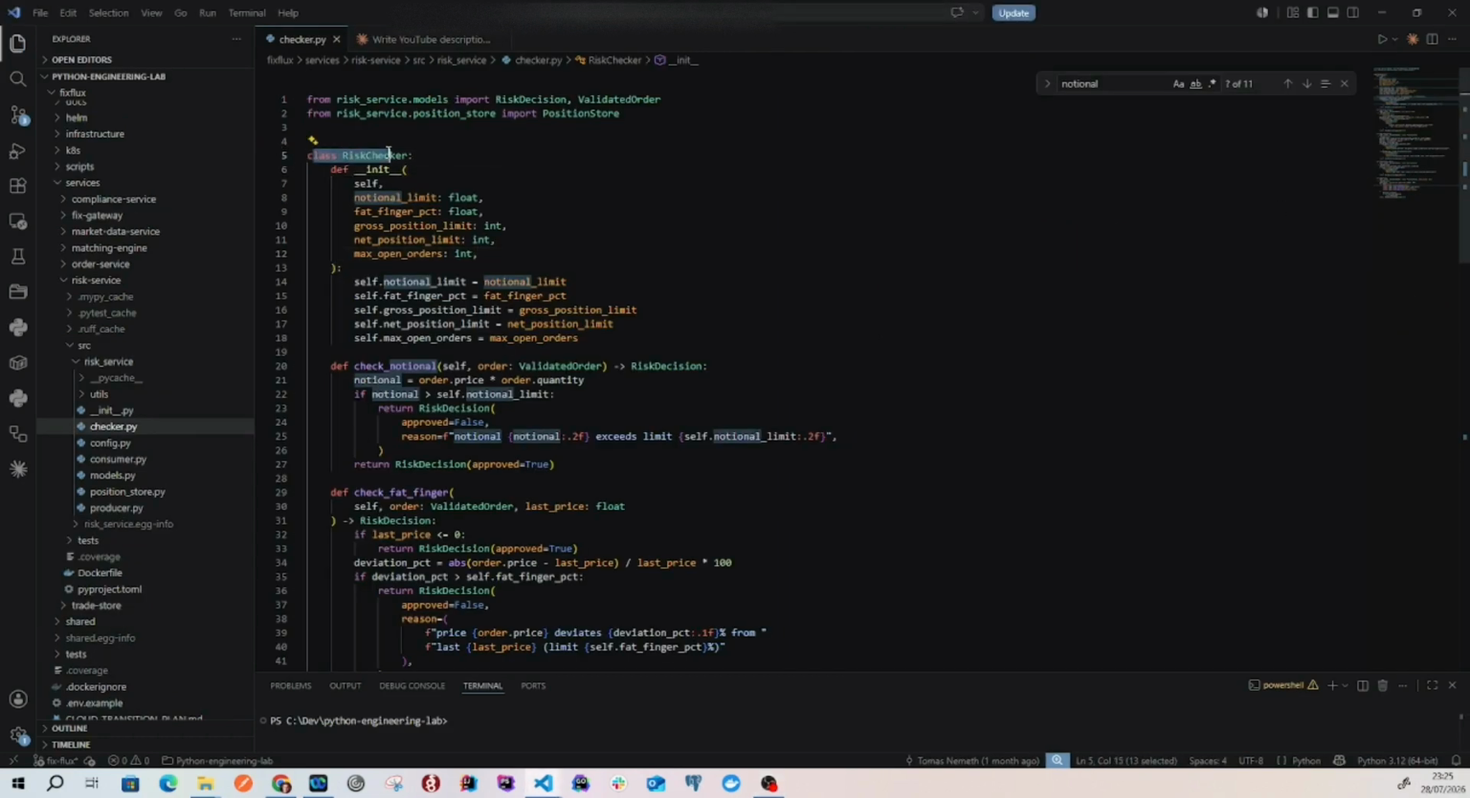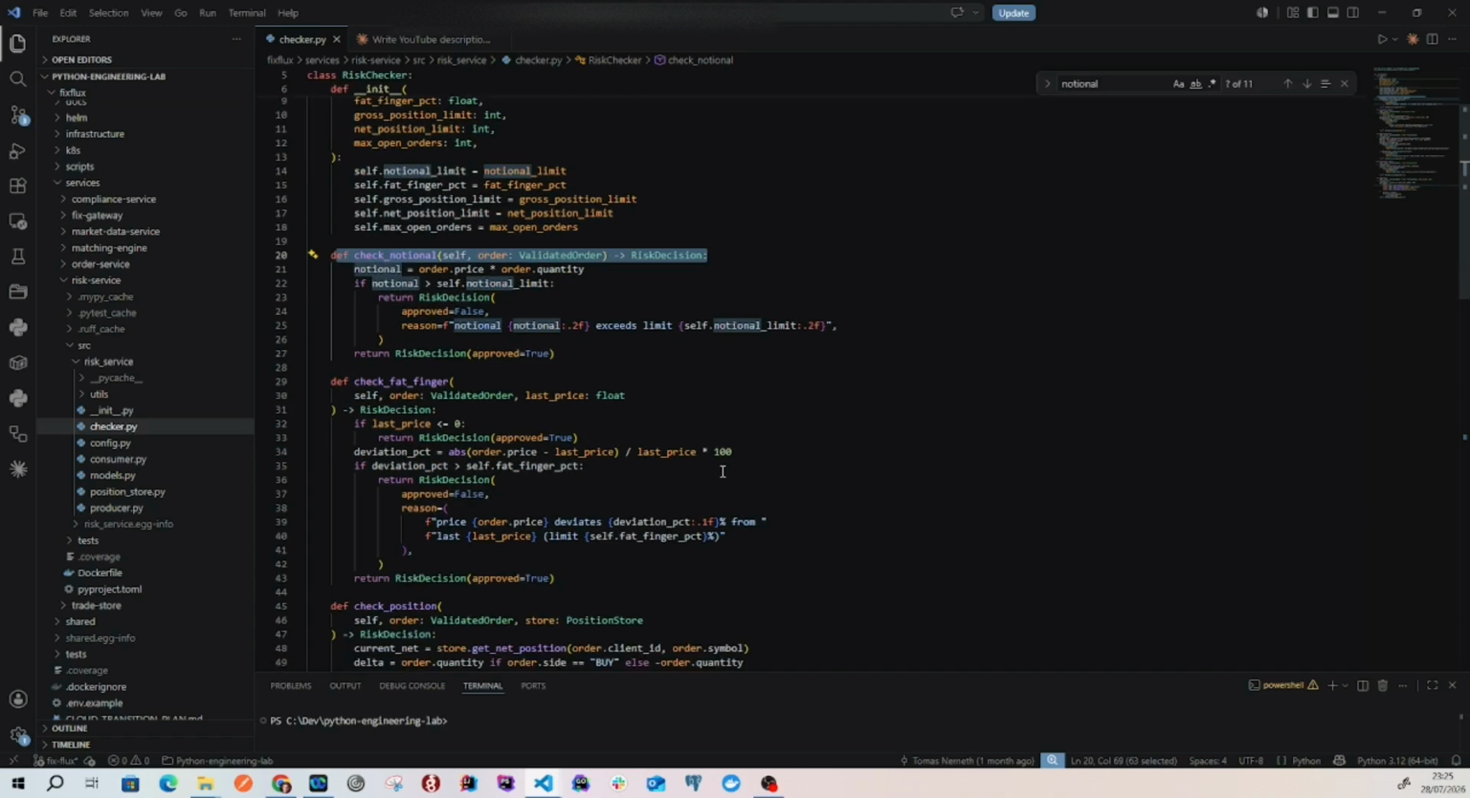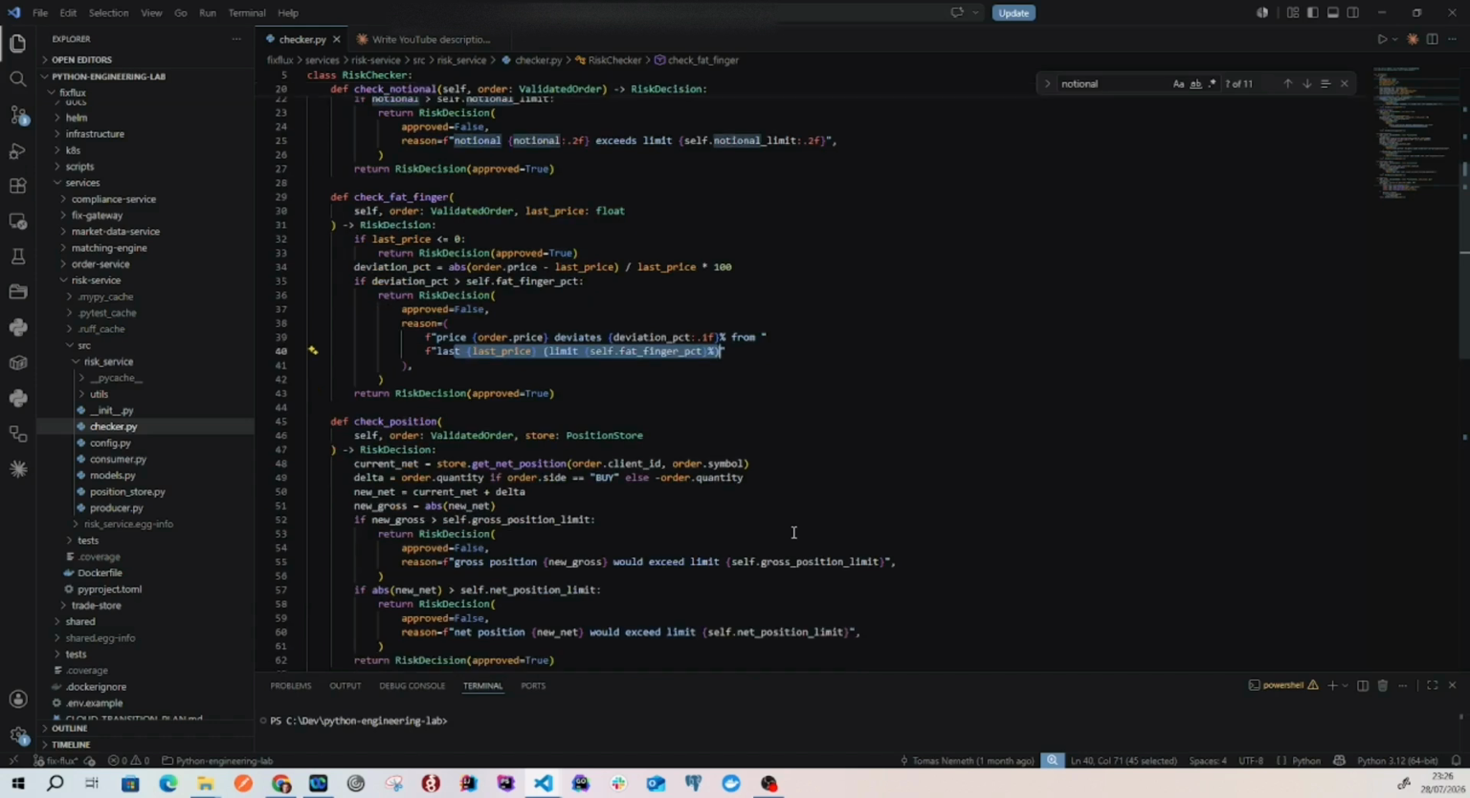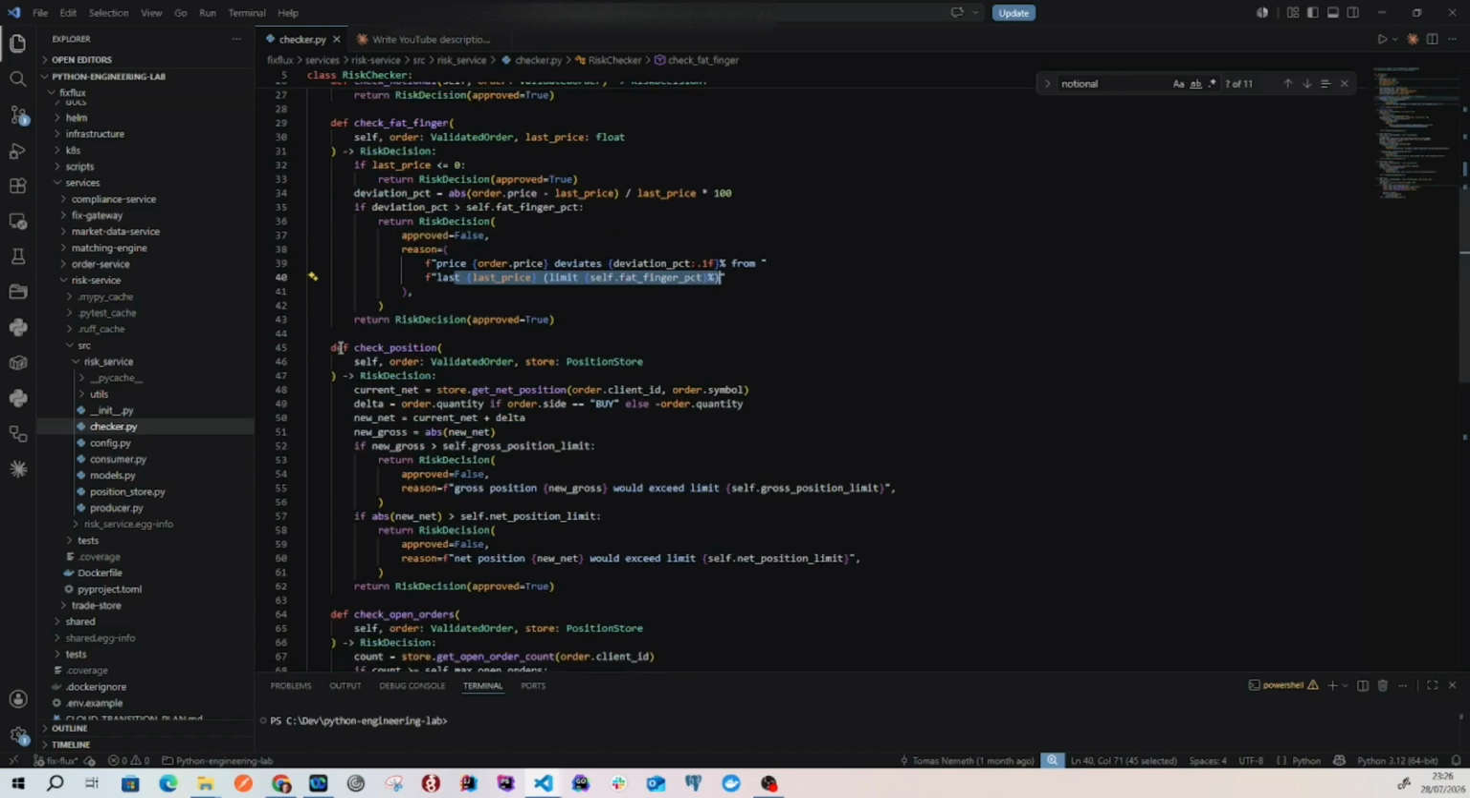Check all runs 4 checks in a fixed order and stops at the first failure. Notional first is the order's price times quantity over the cap. Then, fat finger. How far does this price deviate from the last traded price for the same symbol? Then position. Would filling this order push the client's gross or net exposure past its limit? And finally, a simple head count. Is this client already at the maximum number of open orders?